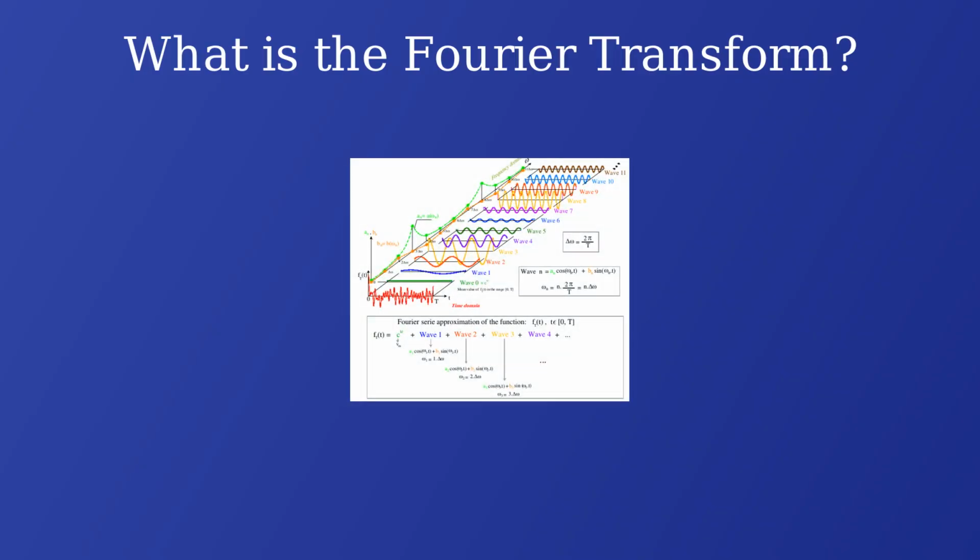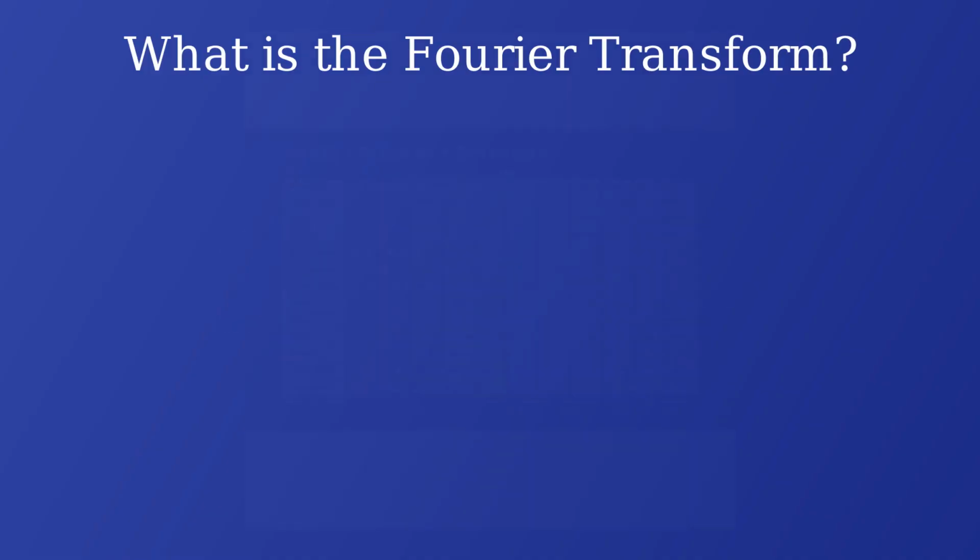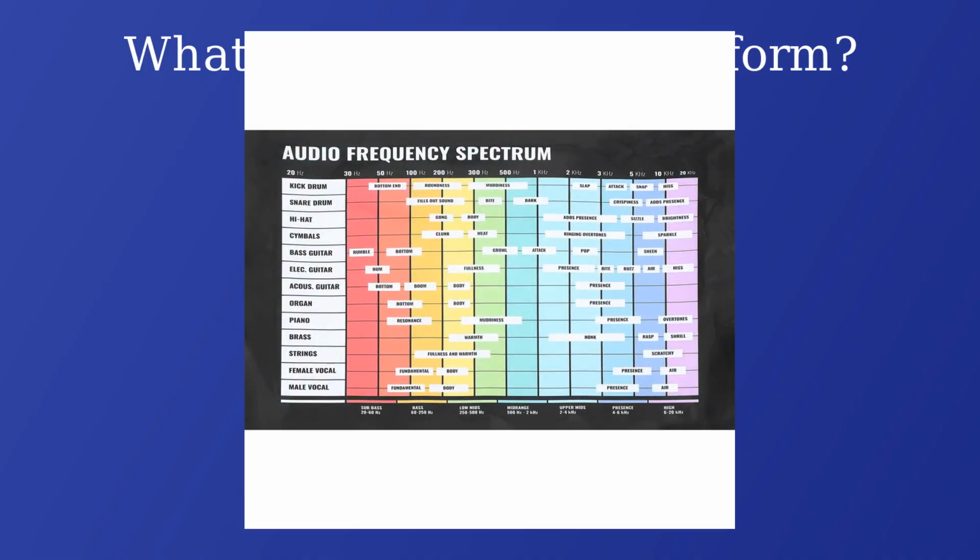Here we can see how a complex function can be broken down into a series of simple sine and cosine waves. Each wave represents a different frequency component. A helpful way to understand this is through a musical analogy. The Fourier transform is like taking a chord and breaking it down into the individual notes that make it up. This is precisely how audio engineers analyze sound. This frequency spectrum shows how different instruments occupy different frequency ranges.